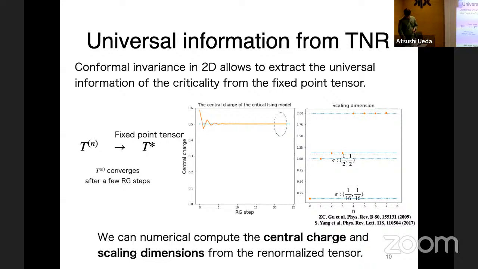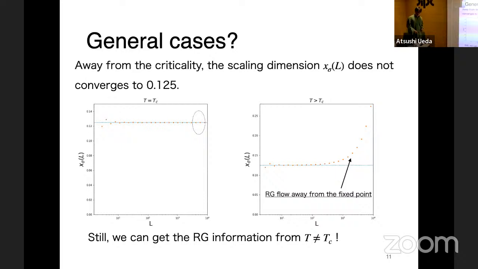So this is previous research, and for tensor network specialists, we somehow know and appreciate it. The main focus this time is what happens when we are simulating the system away from criticality. For example, on the left panel, we calculate the scaling dimension at the critical temperature. And we see indeed it converges to the fixed point tensor at a certain level. But as you know, if the temperature is shifted from the critical temperature, you don't get convergence, but you actually see a divergence of the scaling dimension.